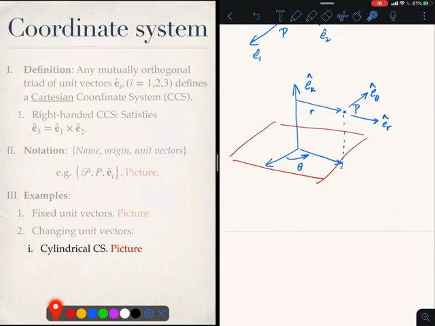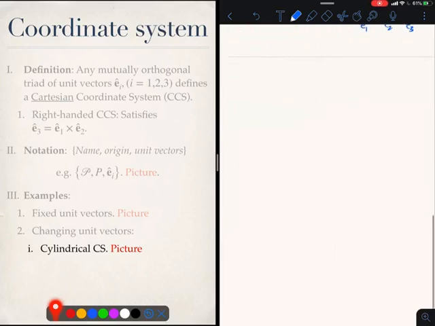All right, and this triad ER, E theta, EK defines the cylindrical coordinate system, and later on you will find that I will identify them again with E1, E2 and E3. So that's the cylindrical coordinate system.